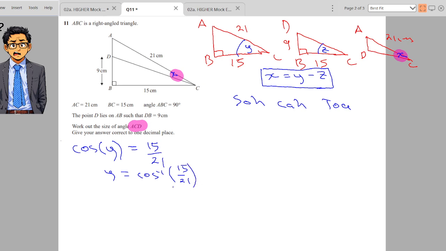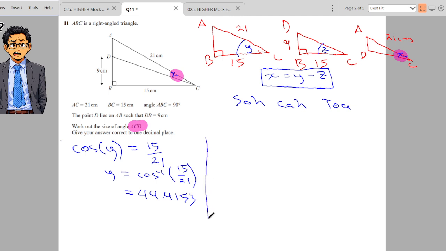Let's type that in our calculator. So we have shift cos, fraction 15 over 21, and that would give me, let's just write our answer as 44.4153 for now, and so on. Because in our final answer, we need to give it to 1 decimal place.